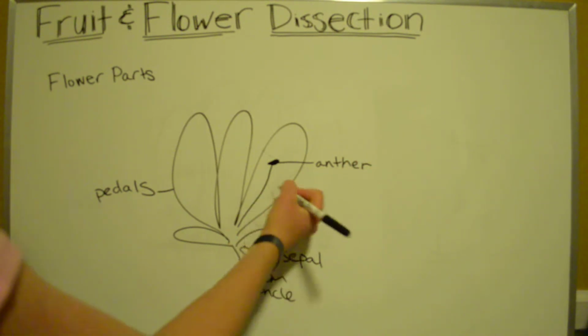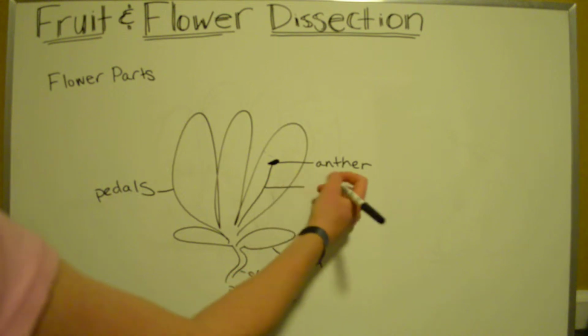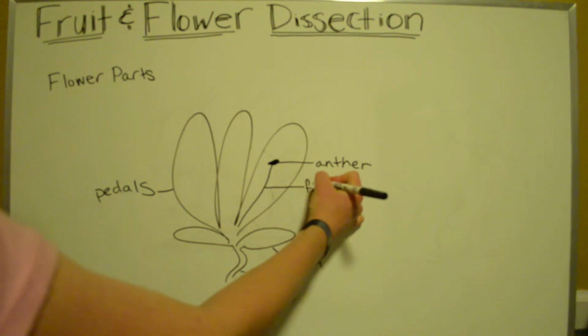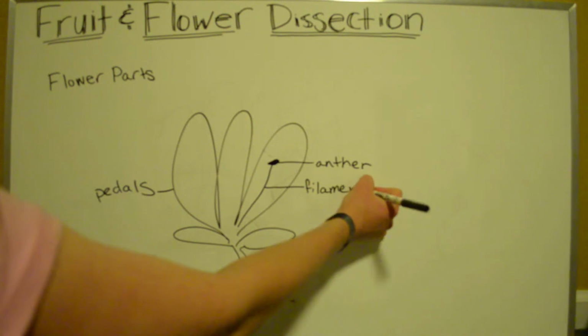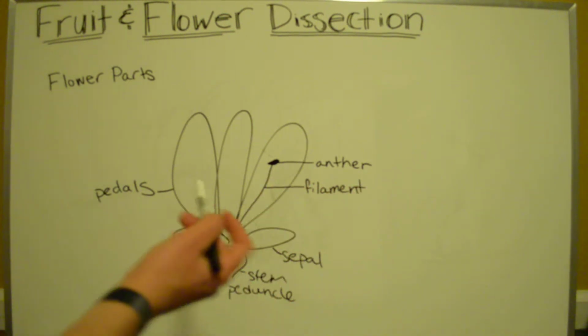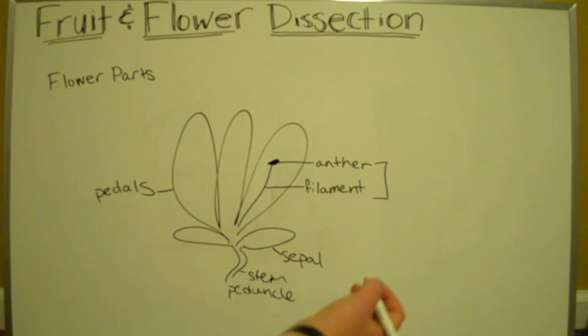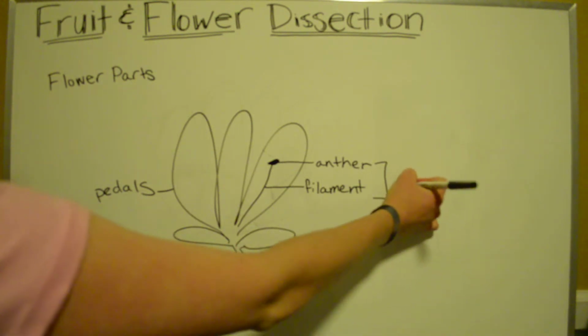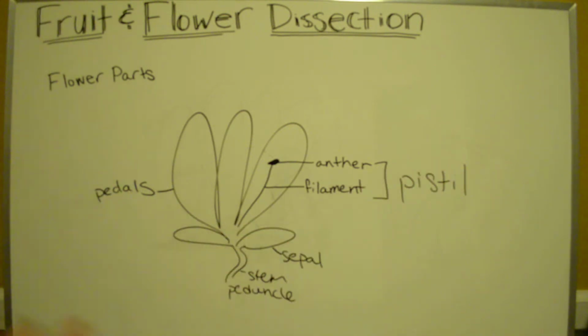And then this is the filament. So you can kind of think of it like the filament in a light bulb. It's just that really thin little part. And then these together are going to make the stamen. That's right, plants are armed. They have a stamen.